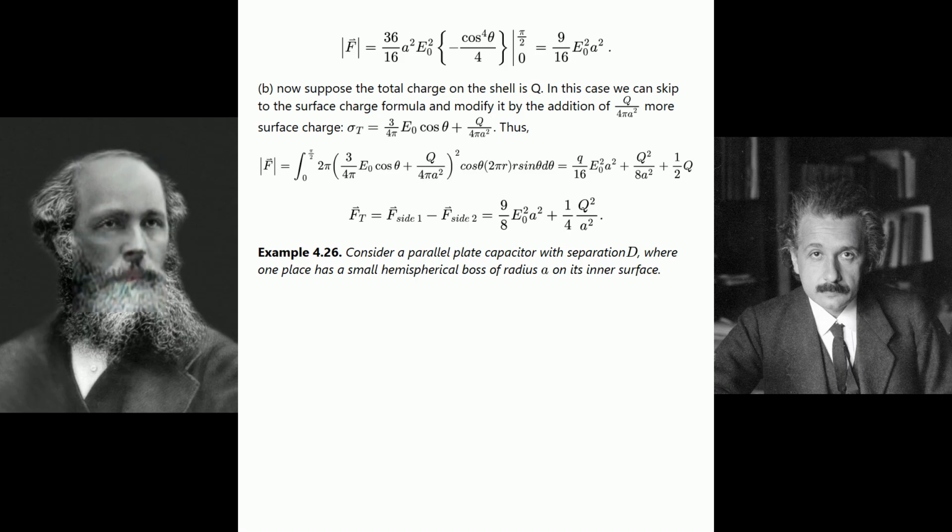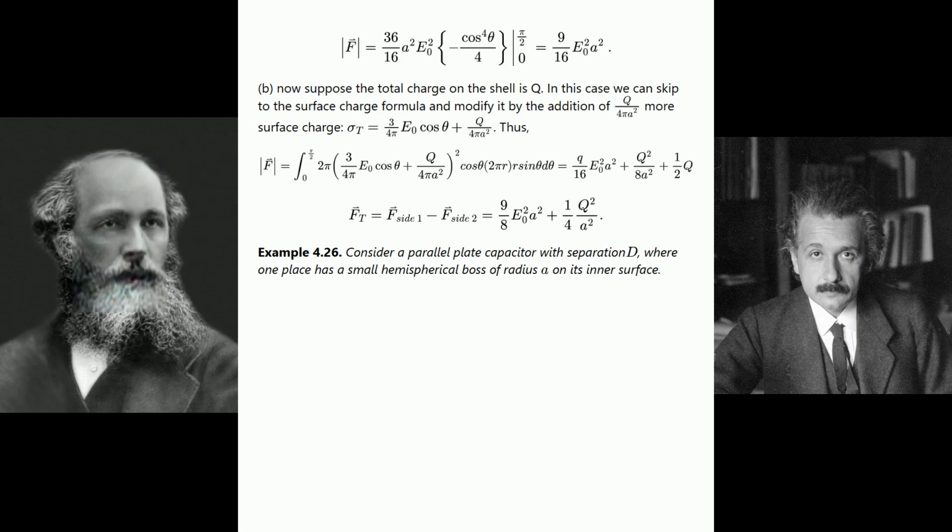Sigma sub t equals 3 over 4 pi e sub 0 cosine theta plus Q over 4 pi a squared. Thus, the absolute value of f equals the integral from 0 to pi over 2 of 2 pi times 3 over 4 pi e sub 0 cosine theta plus Q over 4 pi a squared times cosine theta times 2 pi r sine theta d theta equals Q over 16 e sub 0 squared a squared plus Q squared over 8 a squared plus 1/2 QC. The next equation. Example 4.26.